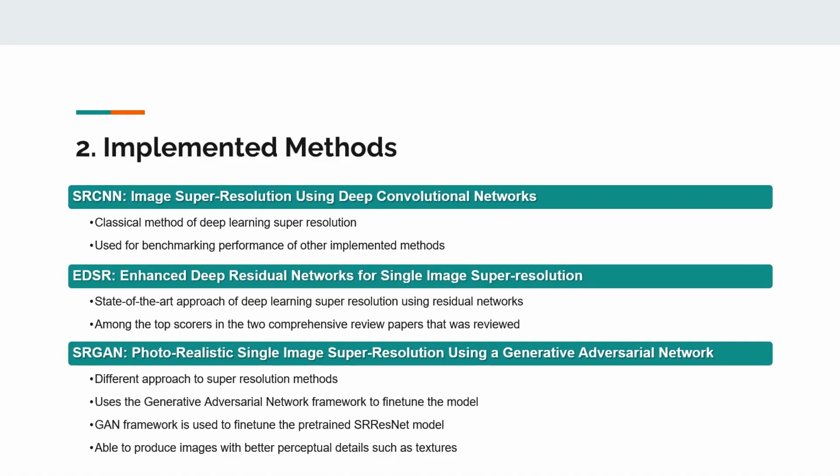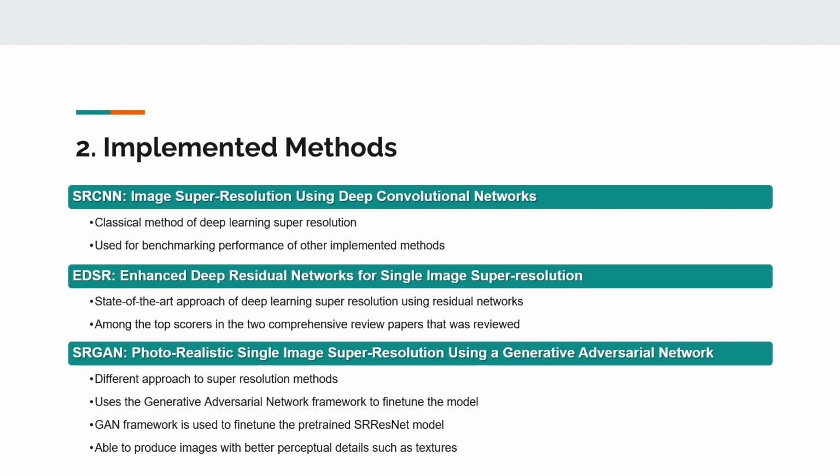During the span of this project, we implemented three deep learning-based super-resolution methods with reference to the methods' respective papers. Firstly, we have SRCNN, which is the classical method of deep learning super-resolution. We use this method as a baseline to benchmark our other methods against. Secondly, we have EDSR, a state-of-the-art super-resolution method that uses residual learning techniques and is among the top scorers in comprehensive reviews of super-resolution methods.